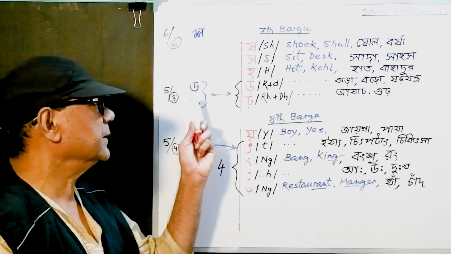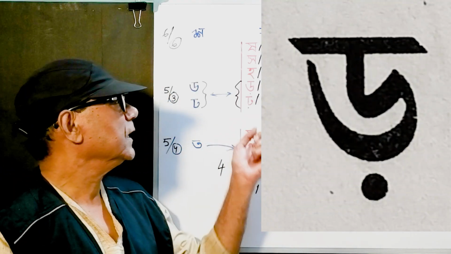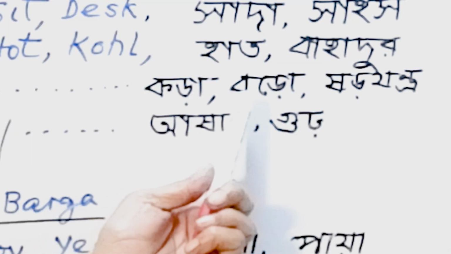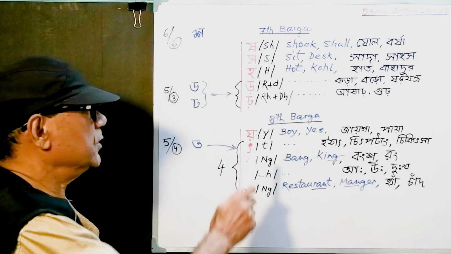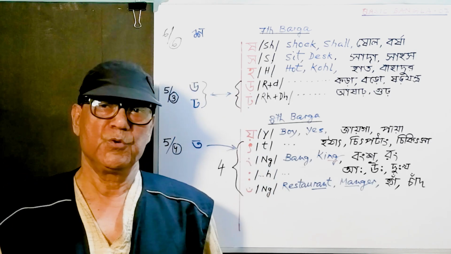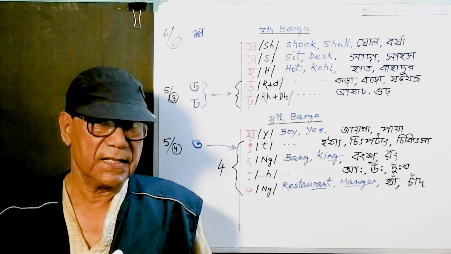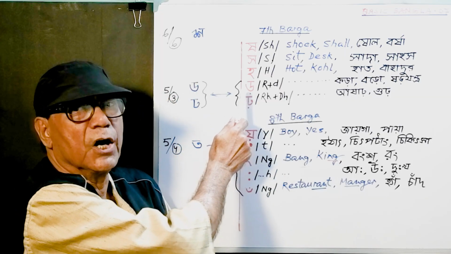Okay, no problem here. But this one is Ra. R and D together. Kora, Boru. Kora means very strong. Boru means big enough. And ষড়যন্ত্র, conspiracy. So take care of the sound Ra. If you say Canada, then the sound comes. But Canada, then D. But Canada, this Bengali Ra sound.